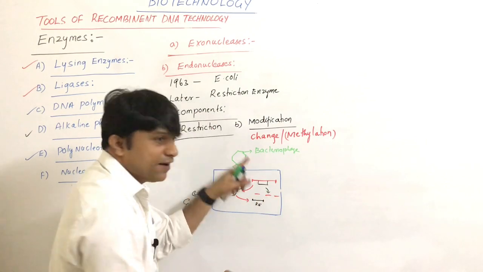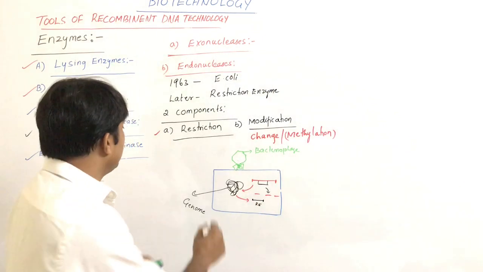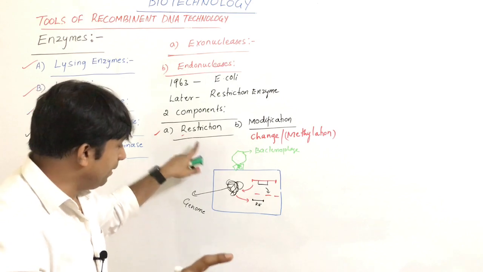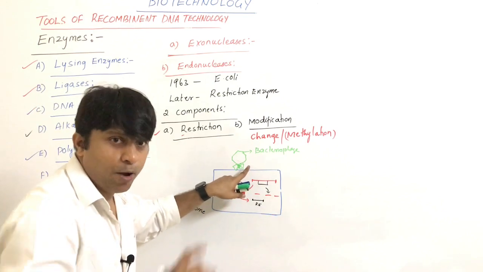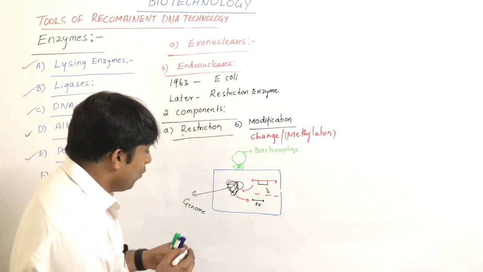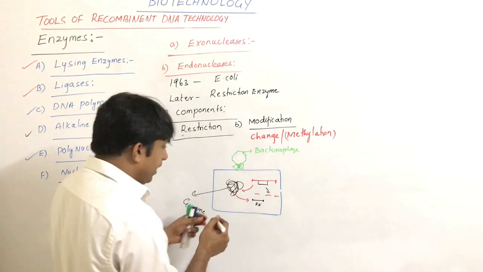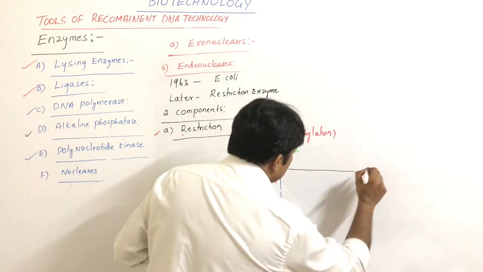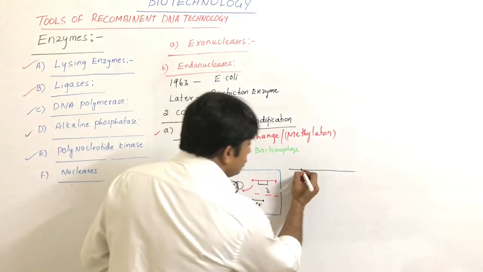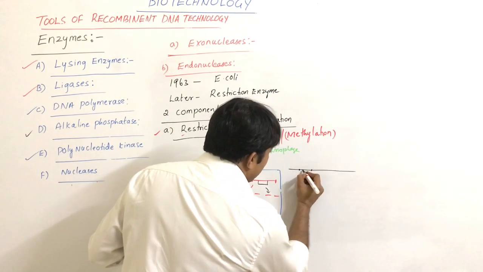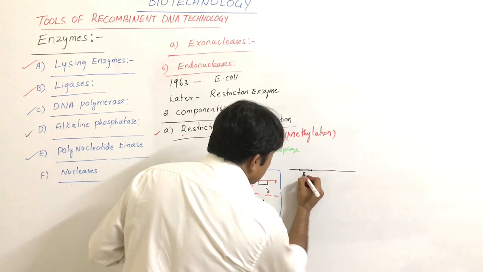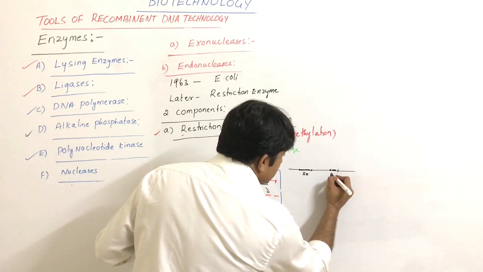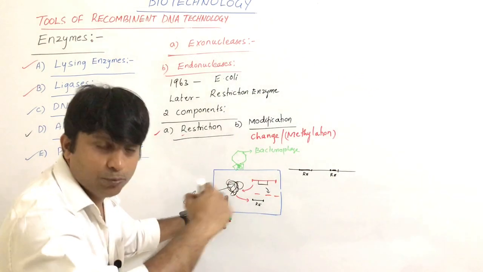The phage genome is fragmented. This is what you call restriction. Fine. But in this entire process there is a problem. The problem is that imagine this is the bacterial genome. In the bacterial genome also there are some restriction sequences present. These restriction sequences are present in the bacterial genome also.